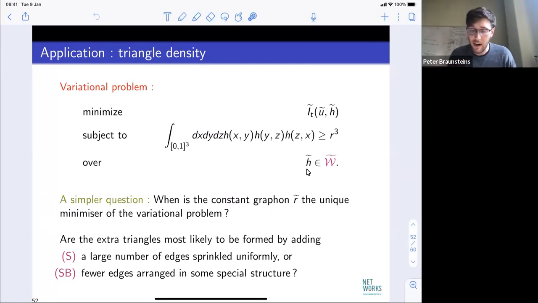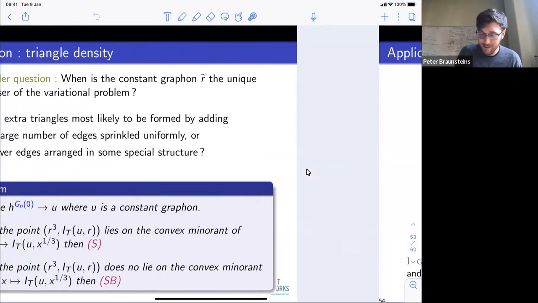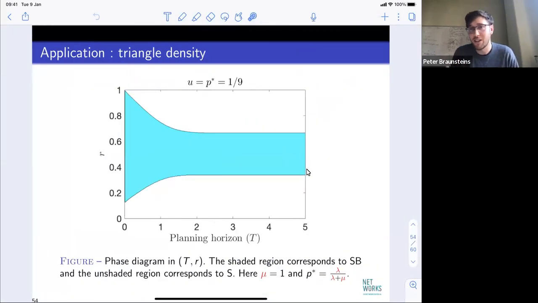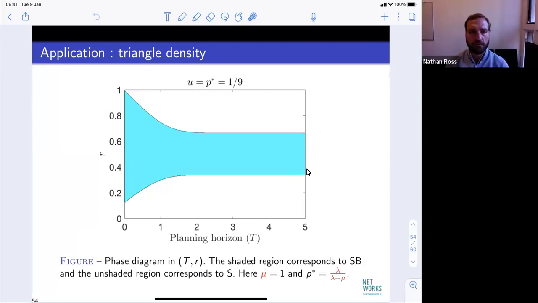Chatterjee and Varadhan posed this same variational problem, but they couldn't solve even this simpler problem. They came up with a nice way of approaching it, but it wasn't until Lubetzky and Zhao a few years later came up with a new method to even solve this simpler question, so that you could get these phase transition graphs. So it's a difficult problem.